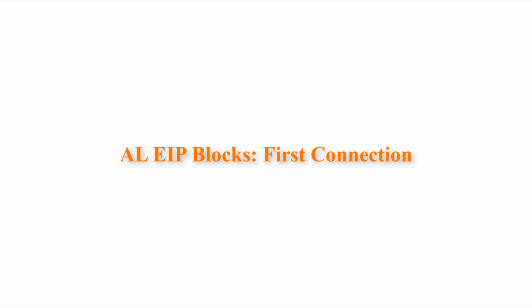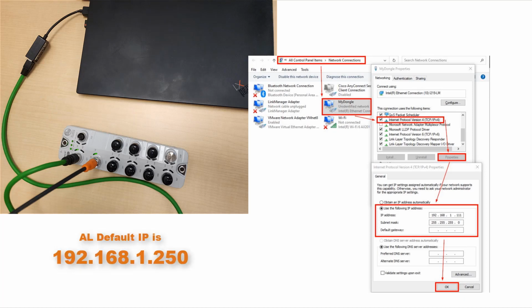Okay, so we're going to start this video, as any good video does, with setting up the connection to our AL block. In this case, note the default IP address is here in the bottom left, and you'll see my setup here. The typical setup is to plug this directly into a laptop. I have a dongle in my case here, or if you have a network card. Then we go to your network connections.